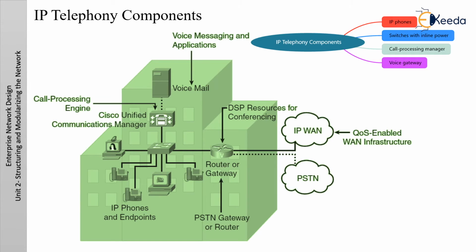So there are some components in this IP telephony network. Here: call processing engine, Cisco Unified Communication Manager, IP phones and endpoints, PSTN gateway router, router or gateway, PSTN, IP WAN, QoS-enabled WAN infrastructure, DSP resources, digital signal processing resources for conferencing, voicemail, voice messaging and applications. So this complete thing creates the infrastructure for IP telephony.